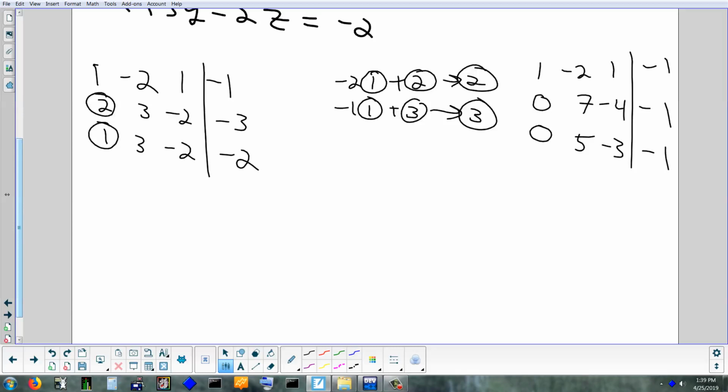What's the next thing that I want to focus on? What row and what column? Joe? Row 2, column 2. And what do I want that number to be? A 1. Yeah. And it's a 7. So what could I do to make this number a 1? 3 times the first row. Remember, you can't use that. If you multiplied that by 3, you would have to do it here too and add it here. So it would mess up that 0. So we don't want to use the row that's above it.